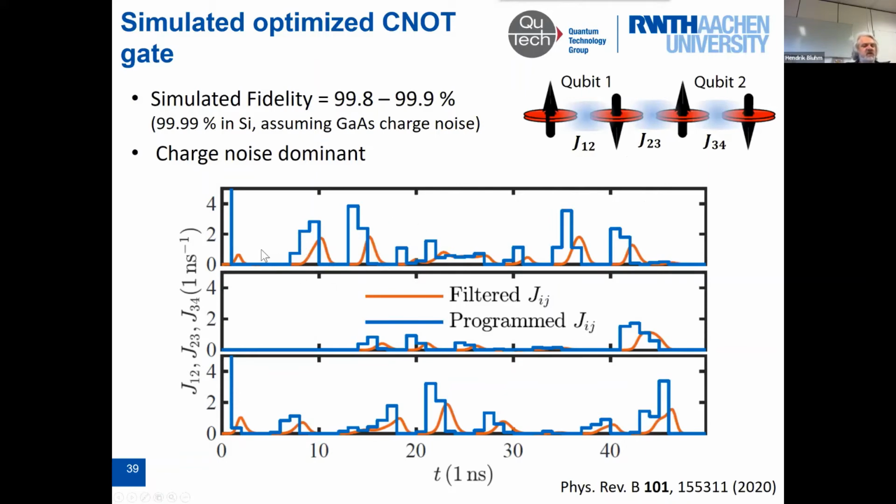The details don't matter so much, but what you see here is the pulses applied to the exchange coupling between the 2 pairs of spins here. And so you see it's a moderately complex pulse shape, a little bit more complex than what we did on the single qubit gates also experimentally.